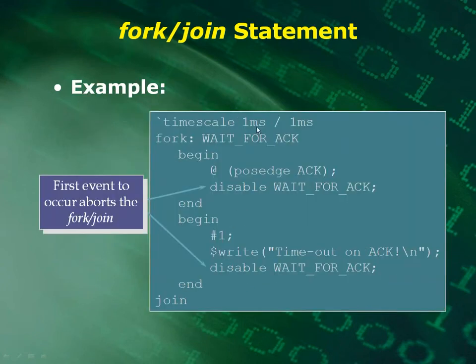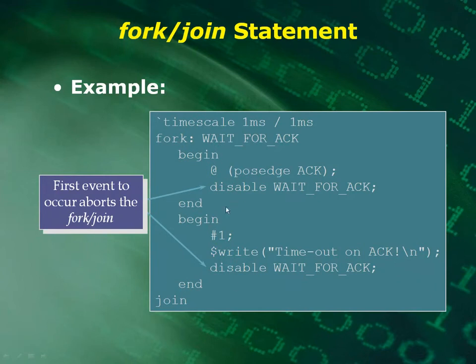Here we have our time scale of 1 millisecond. We've named this block wait for ACK, and now we've put in 2 statements that are going to execute in parallel. The first one again is going to wait for the positive edge of ACK, and if that happens, it's going to disable the wait for ACK, so it'll force it out of this fork join. And in the other block, if the timeout occurs, then we're also going to force it out of the fork join in case the positive edge of ACK never occurs. So the first event to occur will abort the fork join, which is what we want. So this is how you can do that.